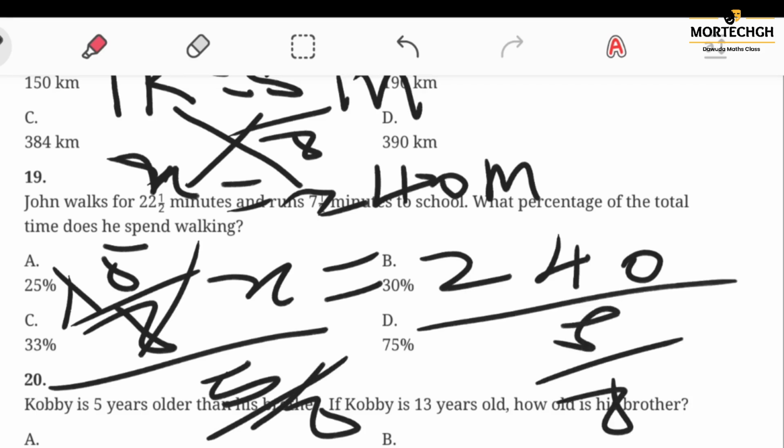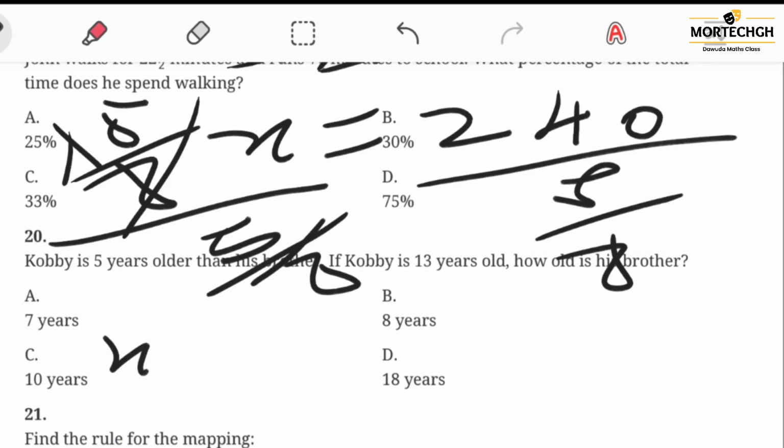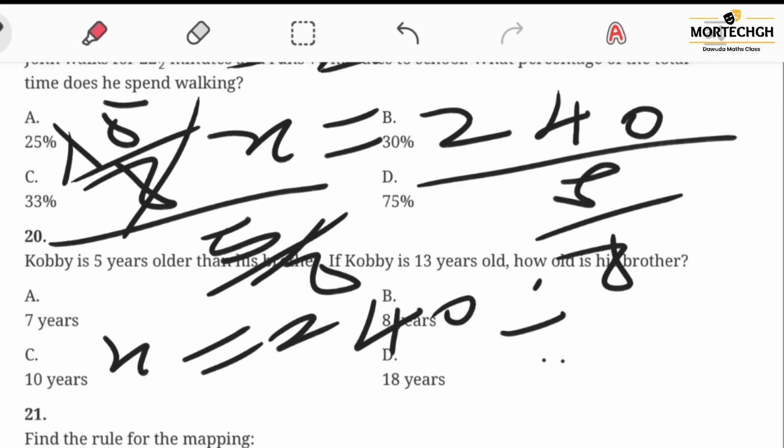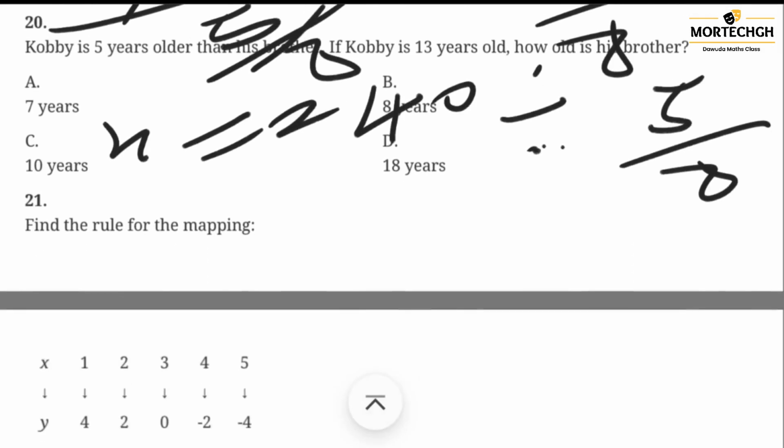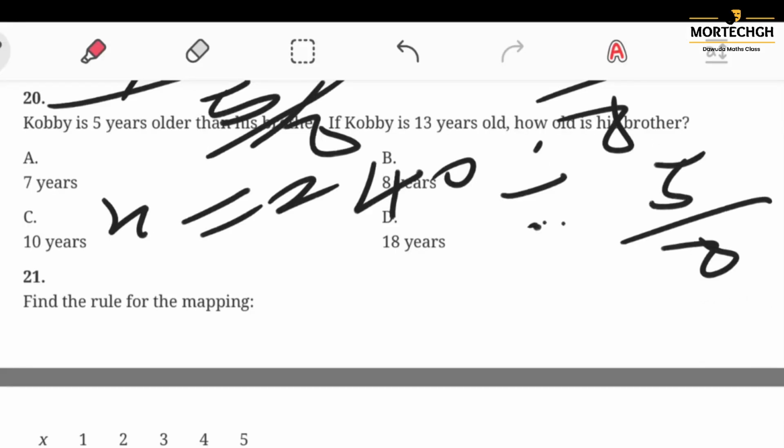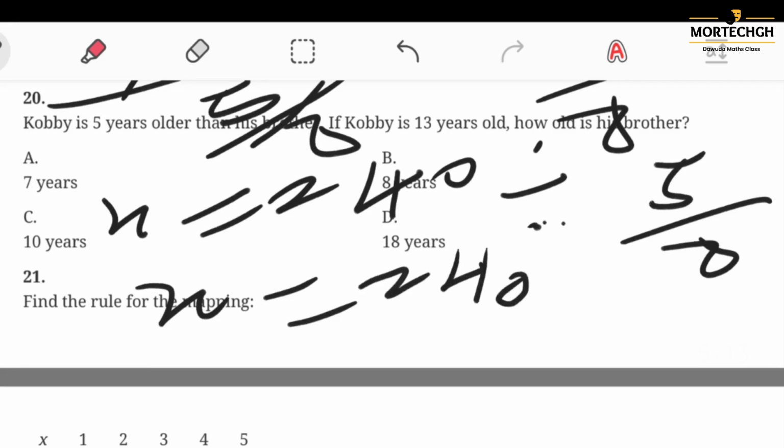So 5 over 8 will cancel 5 over 8. The x value will now be equal to 240 divided by 5 over 8. Now 240 divided by 5 over 8 can also be written as x equal to 240. Then you change the division sign to a multiplication sign, times, and then you take the inverse of the number. So instead of 5 over 8, it will now be 8 over 5. Oh, sorry, this is 8 over 5, right?